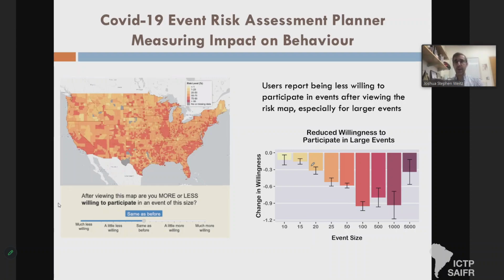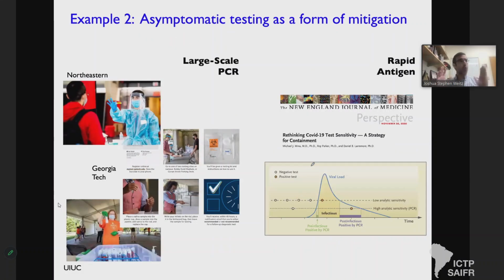So the take home here is that knowing something about asymptomatic transmission drove me and Cleo to work together, and then with Stephen and many others, to build real-time tools that could raise awareness, and now we're trying to measure the impact of that awareness on people's behavior. That's one example. I have one more example, but I may be almost out of time.